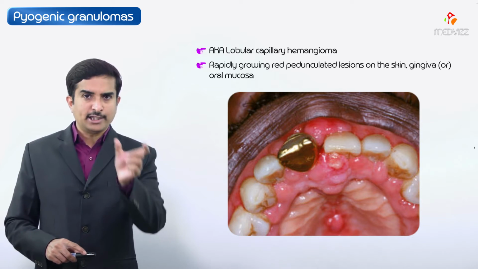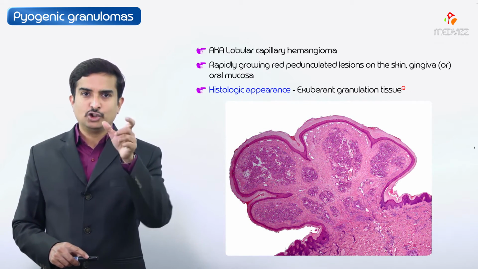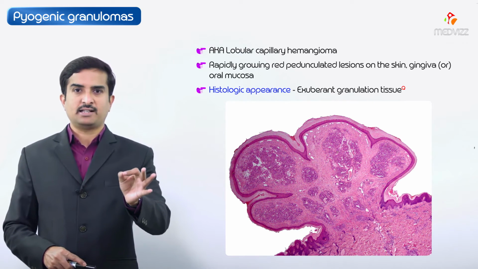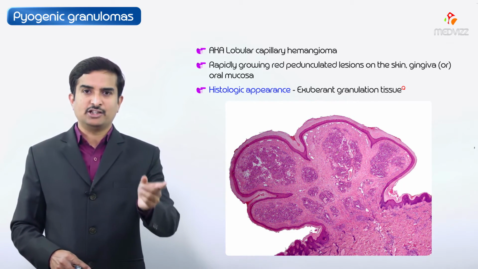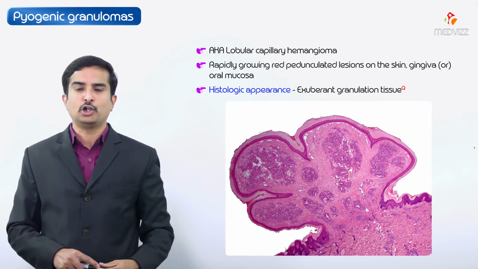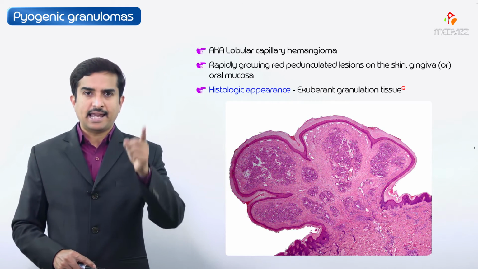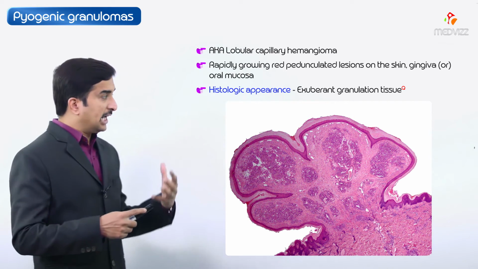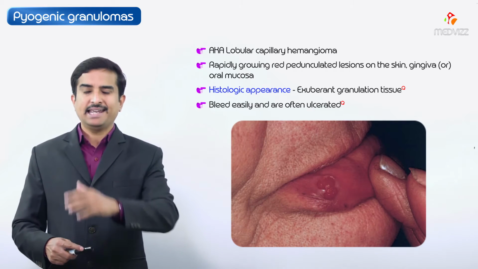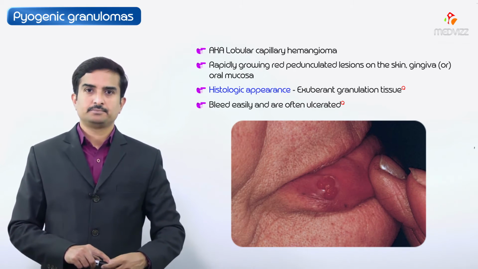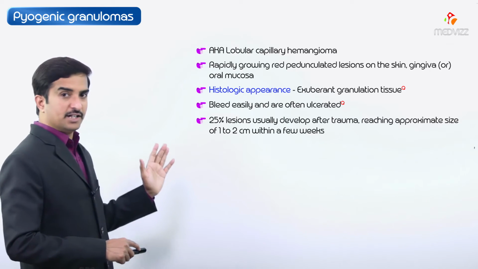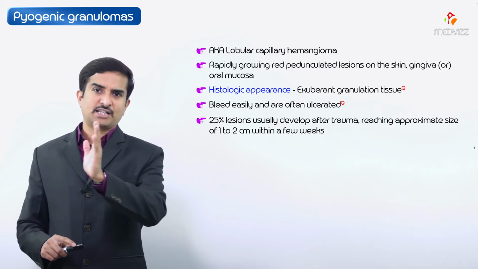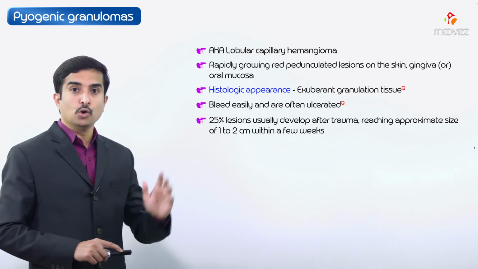So why are we calling it a granuloma? Because of the presence of exuberant granulation tissue. You have to remember this sentence, guys, because the examiner will ask the same sentence. In what type of hemangioma will you see the exuberant granulation tissue? Your answer should be pyogenic granuloma. So often you will see exuberant granulation tissue in this particular case, and because of the anatomical locations where they tend to occur, they bleed easily and are often ulcerated. Approximately 25% of the lesions usually develop after trauma, reaching an approximate size of 1 to 2 centimeters within a few weeks after they appear.